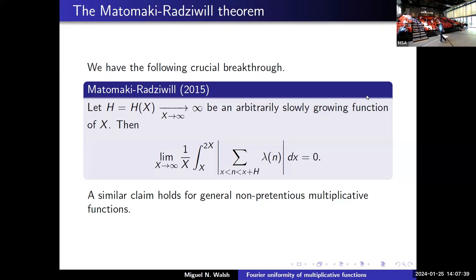And in fact, not only for this, they showed that a similar claim holds for general non-pretentious functions. You know, the definition I gave you before, as long as I have a bounded multiplicative function that doesn't look like n to the it times chi of n, a character, then it has similar statements. And that's huge, a lot of information. This does not apply directly to the problems I've been discussing.